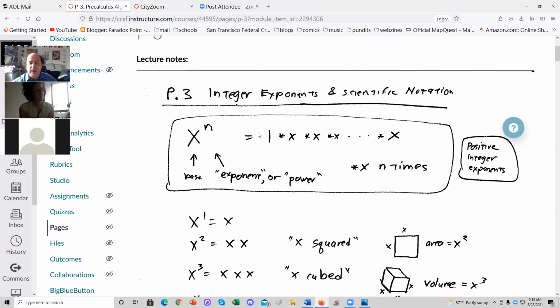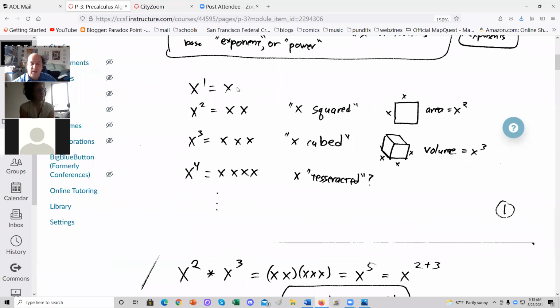Anyhow, x to the power n: you start with 1, then you multiply by x n times. So x to the first is just x. X to the second is x times x, also known as x squared, because if you have a square with a side of x, then the area is x times x. X to the third is x times x times x, called x cubed, because if you have a cube with a side of x, then the volume is x to the third power. X to the fourth power is x times x times x times x. I suppose if we continue with this geometric metaphor, we would call it x tesseracted, but tesseracts are strictly for science fiction. And we go on from there forever.